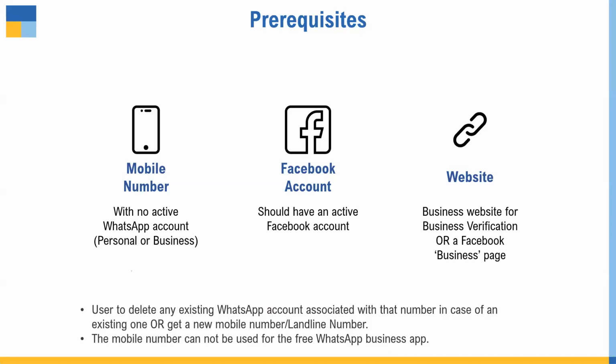Now, the second prerequisite is a Facebook account. As the majority of you would know, WhatsApp and Facebook are owned by the same company. So even if you want the WhatsApp Business Platform, you need to have a Facebook account. It could be a business account or a personal account. The third important thing is to have an official website, or even an official Facebook page. If you have it, you can get the WhatsApp Business Platform on that.